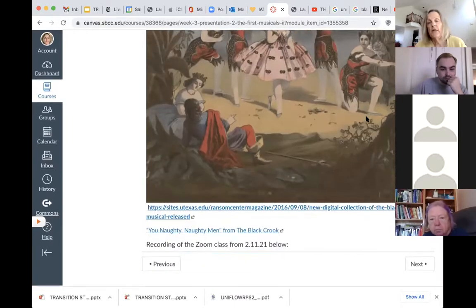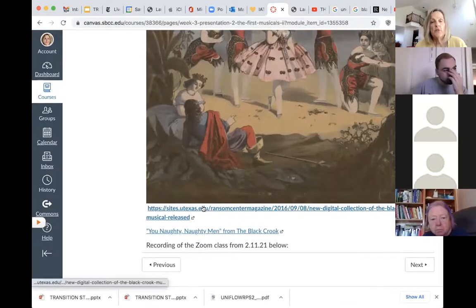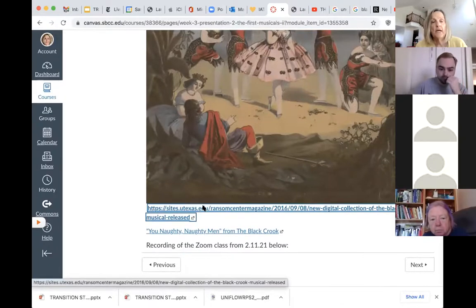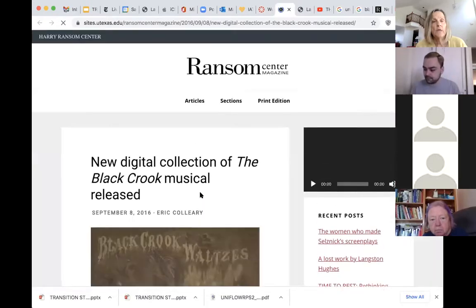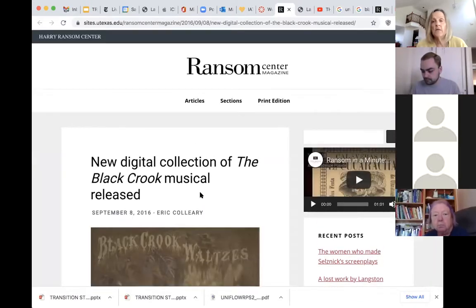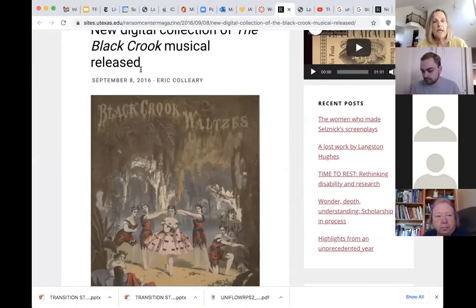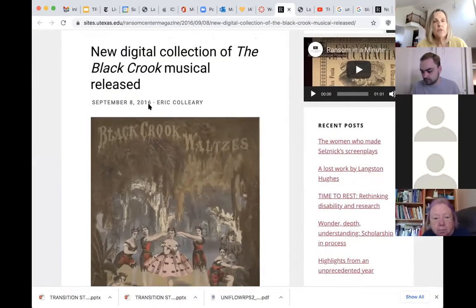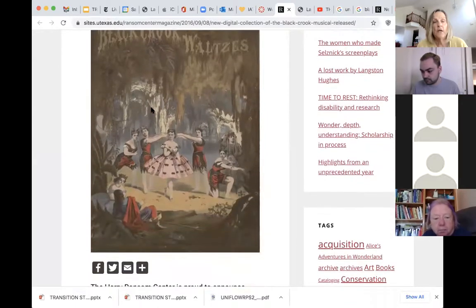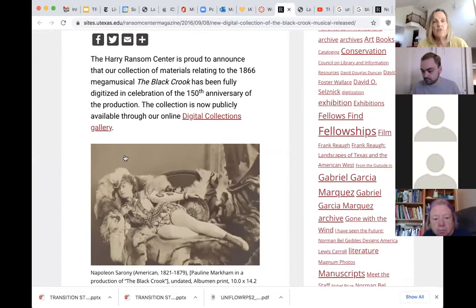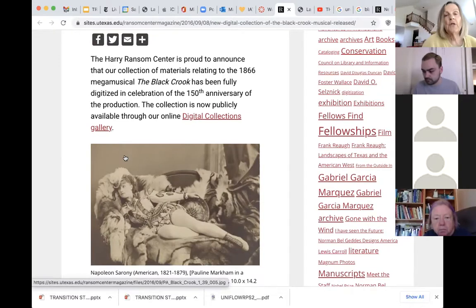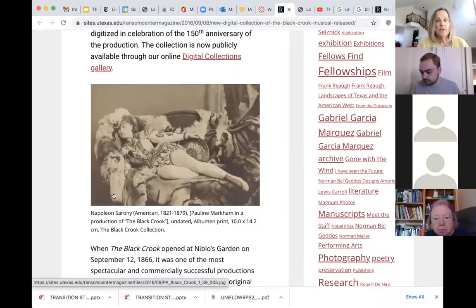A really fun and interesting resource is this University of Texas resource. Are you seeing the Ransom Center magazine? Okay, so this is very new in the last 5 years, a digital collection of the Black Crook. You can see many kinds of materials that the University of Texas has, from the mega musical of 1866, The Black Crook. And here is Napoleon Sarony, an American, 1821 to 1879, in a production of The Black Crook.